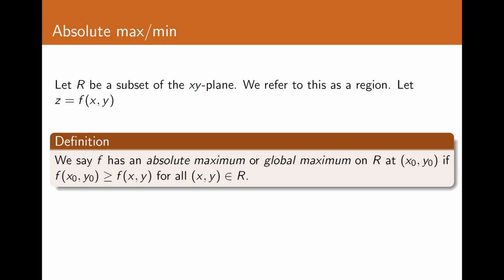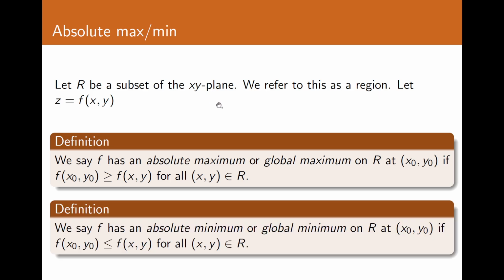So now you're on a mountain range, and this is the absolute tallest of the mountains on the mountain range. And similarly for absolute minimum, it's the smallest value, so the very lowest point of all of the values. Okay, so it's the same definition as for functions of a single variable, we just have two variables to work with now.